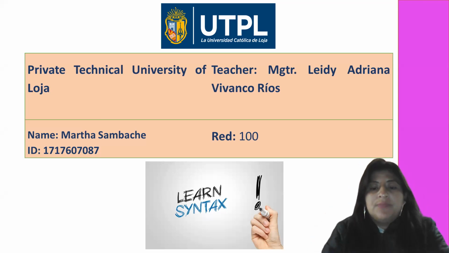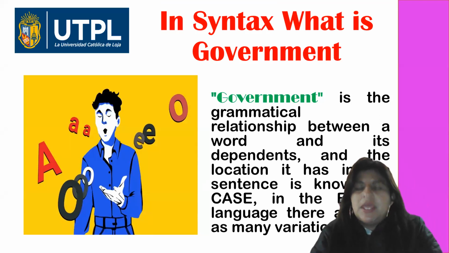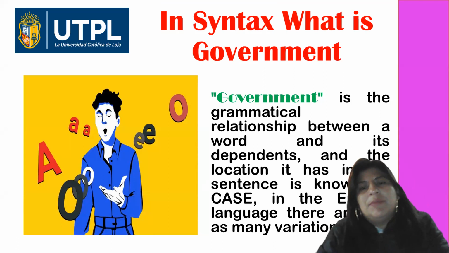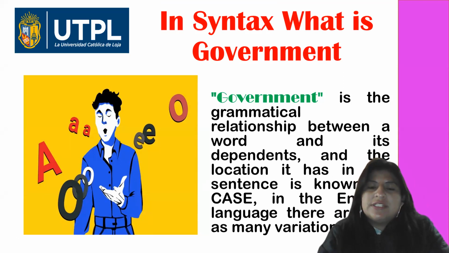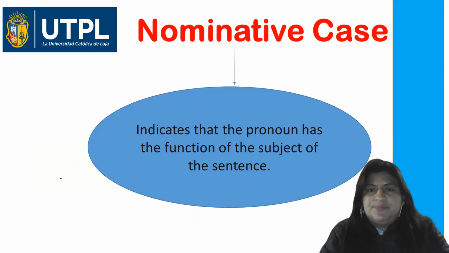At this time, I am going to talk about a very interesting topic that we learned in civics. It is about government. Government is the grammatical relationship between a word and the location it has in a sentence. In the English language there are not as many variations. In English, we have 6 government cases, but in this case, we talk about the 3 most common cases, that is nominative case, genitive case, and accusative case.